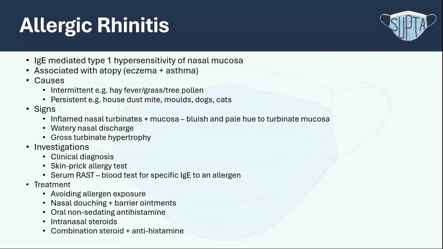So you have inflamed nasal turbinates and mucosa, and it tends to be a bluish and pale hue to the turbinate mucosa when it's visualized. Might have watery nasal discharge, and then gross turbinate hypertrophy, which I mentioned earlier. So it is a clinical diagnosis, and you can do serum RAST, so that helps to look for specific IgE to an allergen. And the main thing you want to do is avoid the allergen itself, nasal douching, barrier ointments, oral non-sedating antihistamines, intranasal steroids, and then combination steroid and antihistamine, essentially.